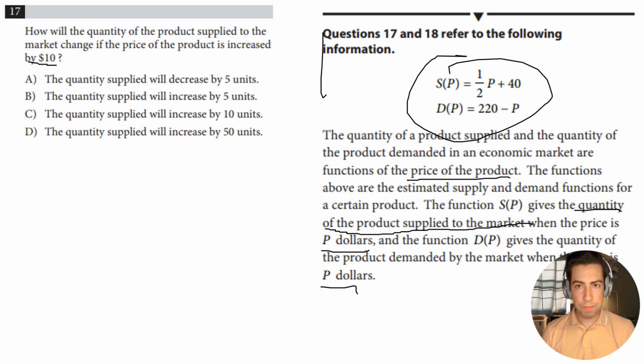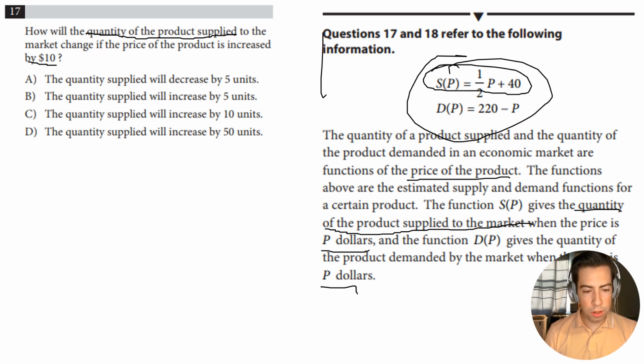Okay. So what we're going to have to do here is look at what this question is asking. It's saying how does the quantity of the product supplied change, right? So we're going to need to use this function right here. So let's go ahead and write it out. So we have S of P equals 1/2 P plus 40.